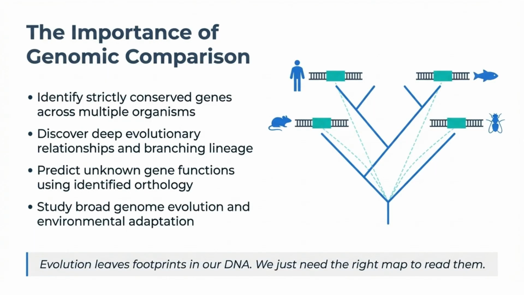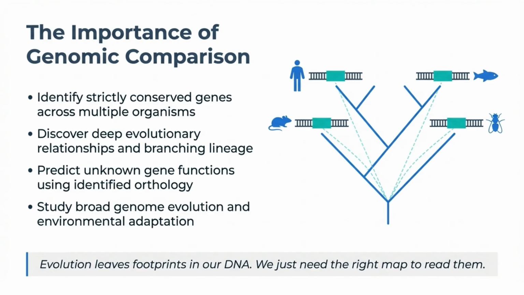Comparing genomes is powerful because evolution leaves clues inside DNA. Some genes remain highly conserved across species because they perform functions that are essential for life. If a gene has remained similar in humans, mice, zebrafish, and flies, that usually tells us that the gene is biologically important. Comparative genomics also helps us predict gene function.